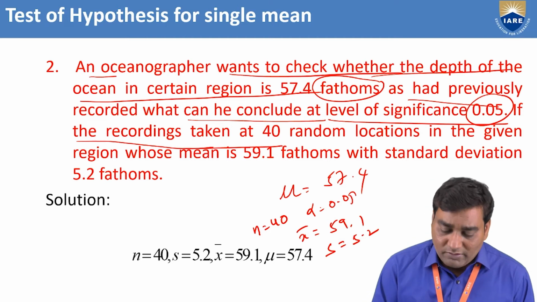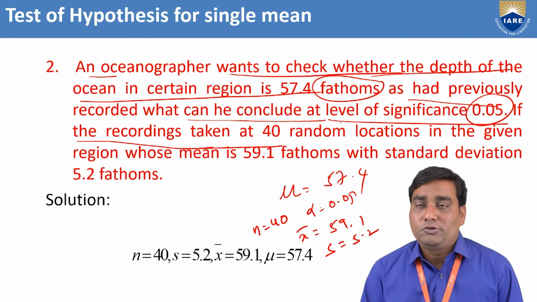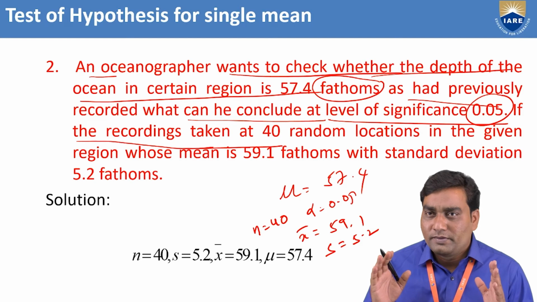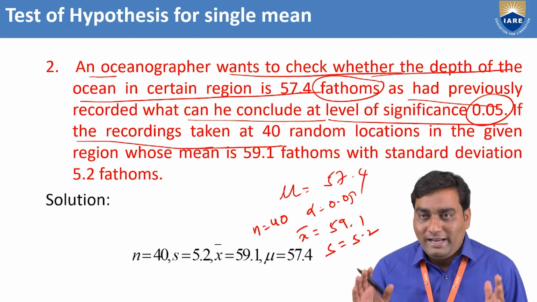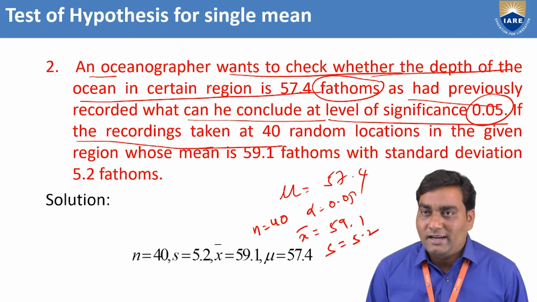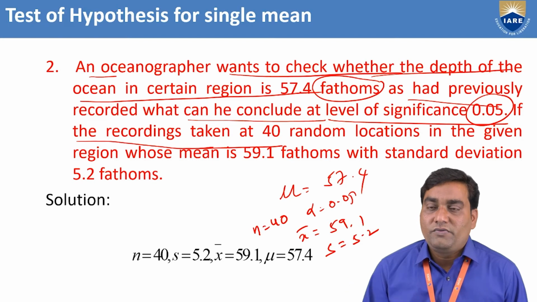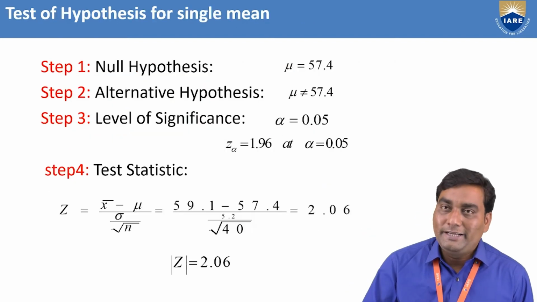What is the problem here? What can he conclude? Here we have only one sample with the data of mean. That's why we can use test of hypothesis for single mean only.